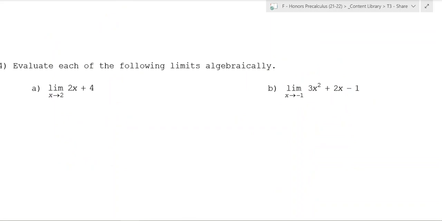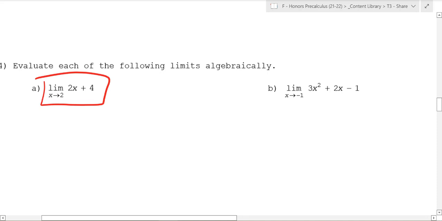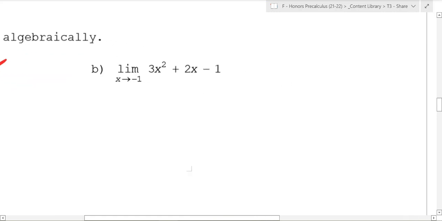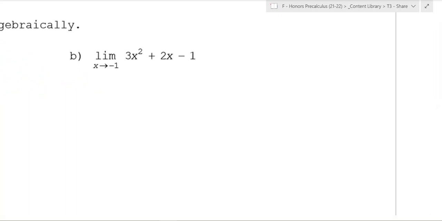So these limits are pretty cool because you don't need a table and you don't need a graph. You can just plug in on these. The first thing you always check is, for evaluating a limit, can you evaluate it? This is just going to be 2 times 2 plus 4, which is 8. So the first thing you always check: can you just plug in the number? You're going to learn some cool ways to evaluate limits, but you always check, can you plug it in first?